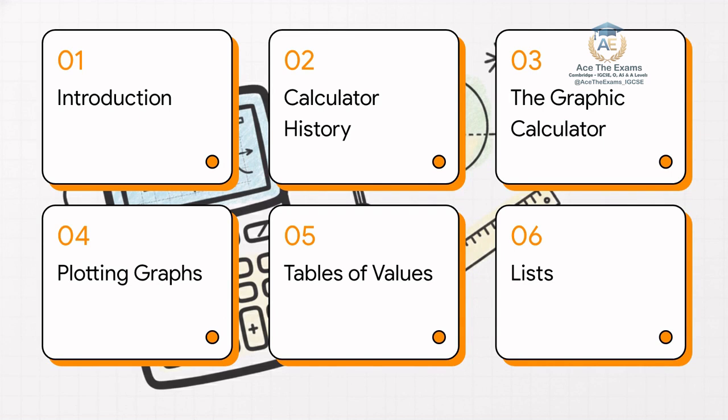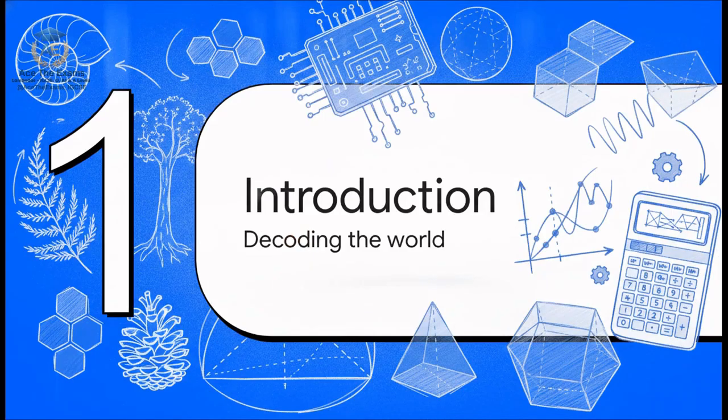So, here is our roadmap for today. Just a quick look at what we'll cover. Number 1, math in nature and machines. 2, history of the calculator. 3, the graphic display calculator itself. 4, plotting graphs. 5, tables of values. And finally, number 6, organizing data with lists. Let's jump in.